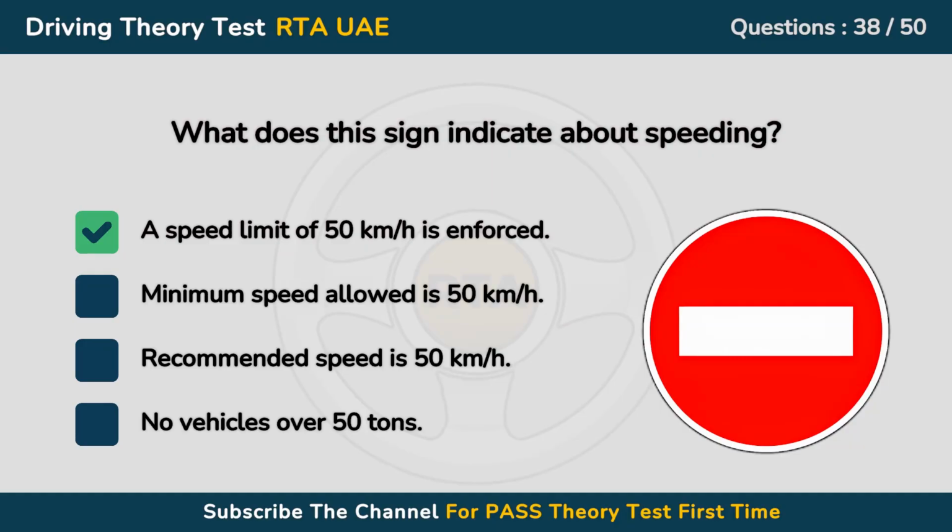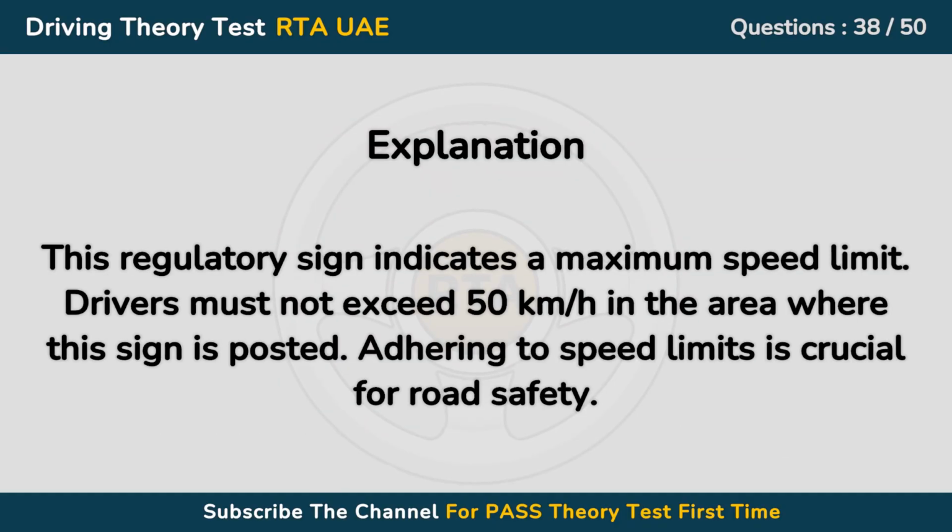Answer is A. A speed limit of 50 is enforced. This regulatory sign indicates a maximum speed limit. Drivers must not exceed 50 in the area where this sign is posted. Adhering to speed limits is crucial for road safety.